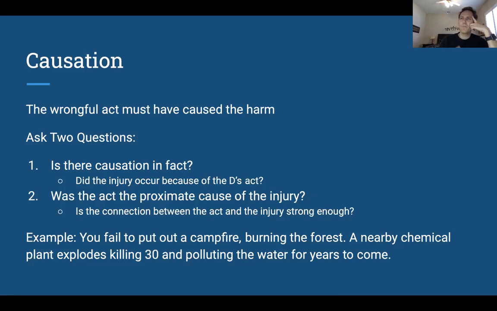But if it's too remote, meaning too many steps, this deals a lot with what we talked about when we talked about the Commerce Clause. If there are too many intervening steps, the Supreme Court in Lopez said that's too much. And it's just as true here with negligence.